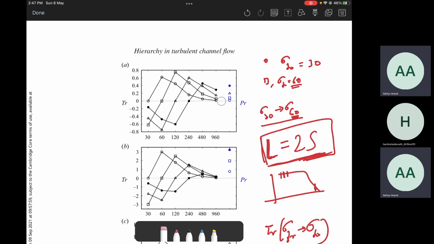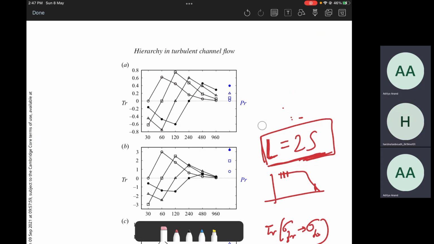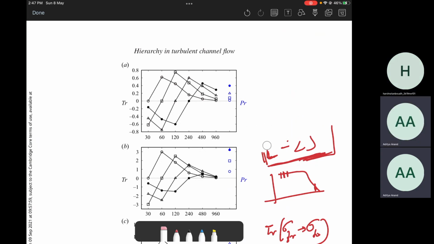Okay, so is this clear, the problem with the paper? Yeah, this part is clear. So which one is not clear?